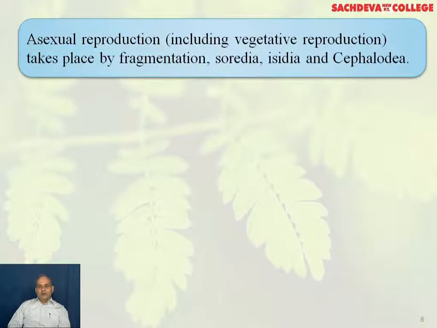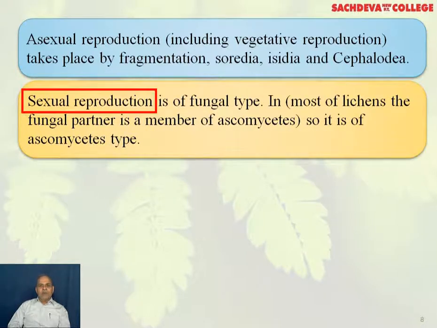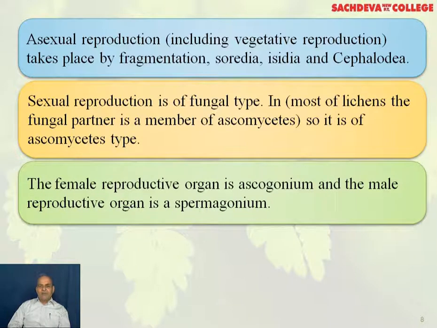Asexual reproduction, including the vegetative reproduction, takes place by fragmentation, soredia, isidia, and cephalodia. Sexual reproduction is of fungal type, and as you know, in most of the lichens, the fungal partner is a member of Ascomycetes, so of course it is going to be of Ascomycetes type. The female reproductive organ is ascogonium, and the male reproductive organ is spermatogonium. Here, you know that the algal partner is not taking any part in the sexual reproduction.